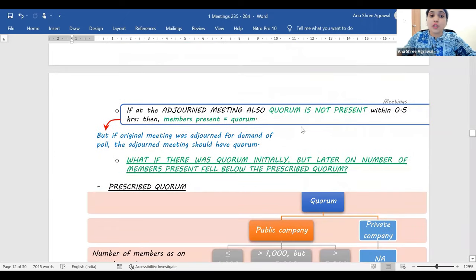Okay, then what if in the adjourned meeting also there is no quorum? In the adjourned meeting, if there's no quorum, it's okay. However many members are there, that itself is quorum. You continue with the meeting.